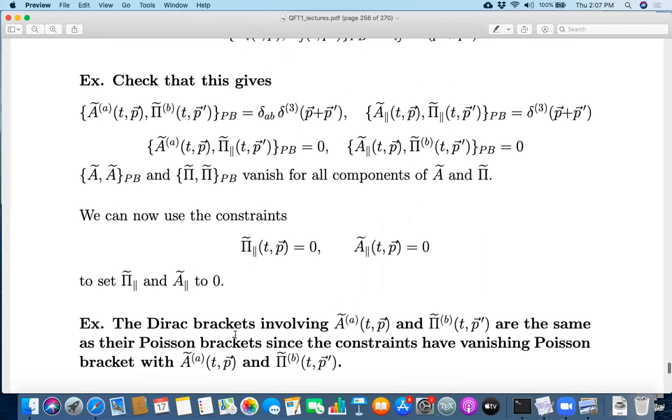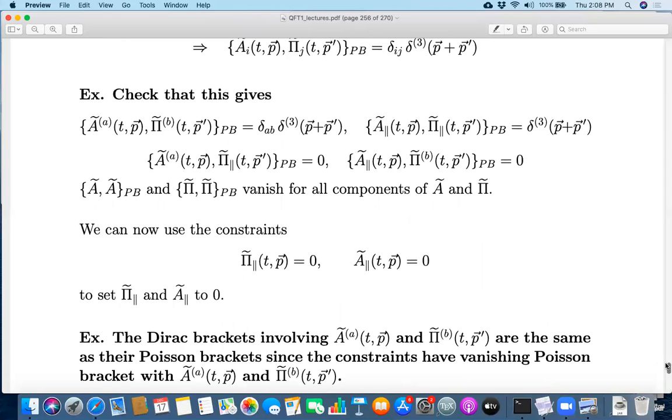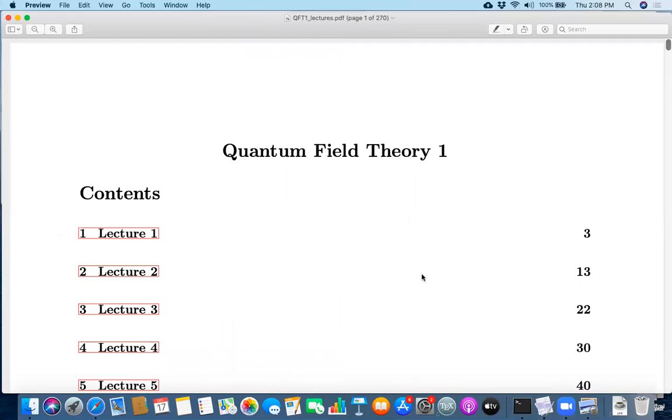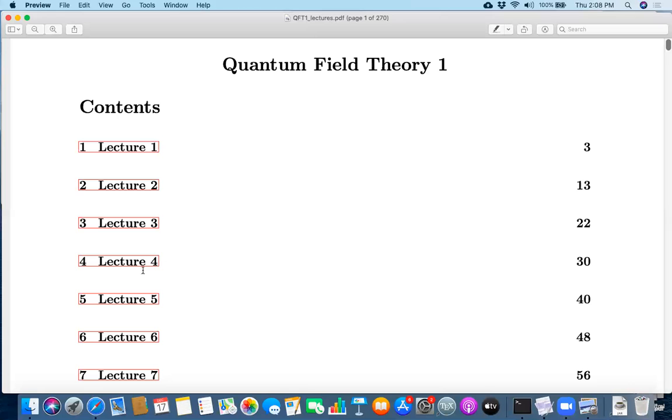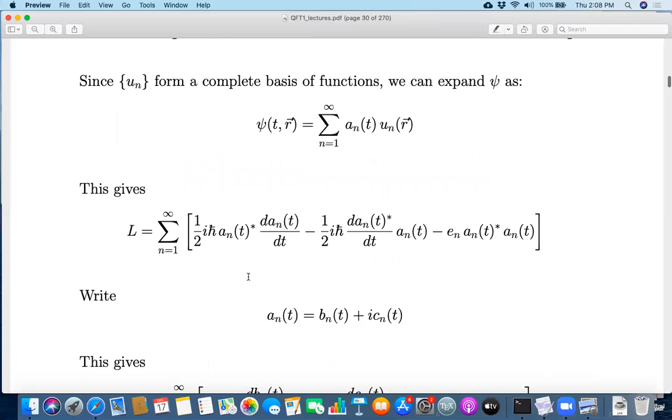And now I leave it as an exercise to check that the Dirac brackets that involve A tilde_a and pi tilde_b are in fact the same as the Poisson brackets, because the constraints have vanishing Poisson brackets with A tilde_a and pi tilde_b. So maybe I should go back and show you the definition of the Dirac bracket, just to make things clear. I think it was somewhere in Lecture 4.